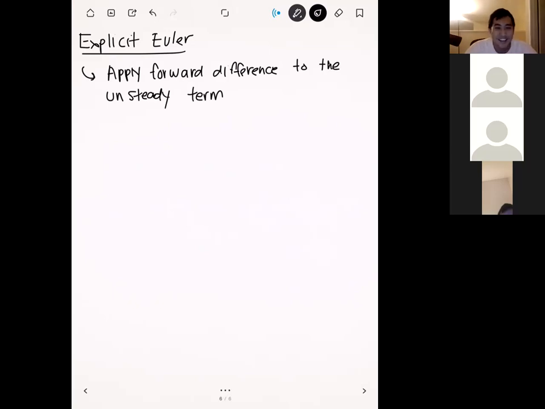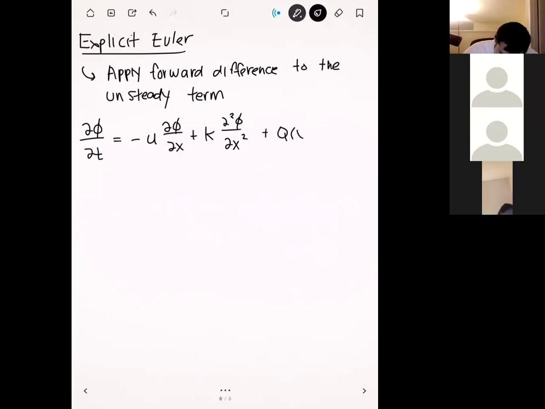Okay. So let's start with our conservation equation, but I'm going to move the convection term to the right-hand side, just so that we can isolate the unsteady term, right? And so our conservation equation looked like this, at least in 1D. We had our unsteady term here, and then we had our convection term. So we had minus u d phi dx plus k d squared phi dx squared plus q of x. Okay. All right. And so just like we've always done with these equations, let's apply finite difference schemes to all the derivatives.